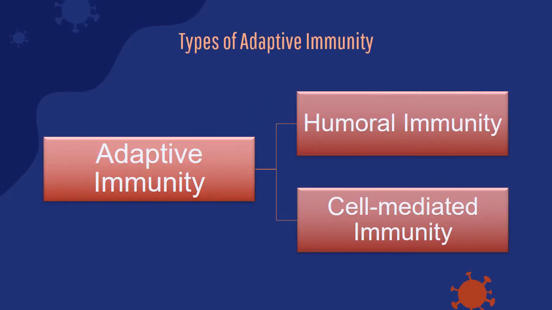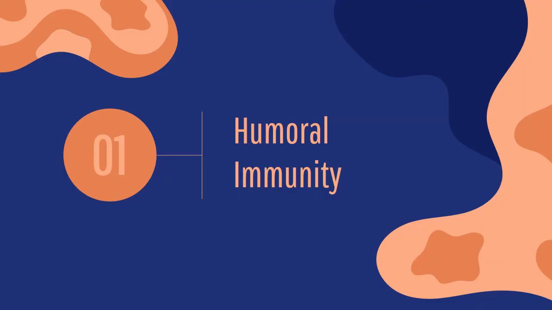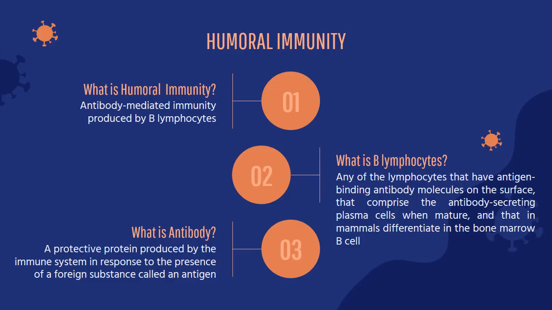There are two types of adaptive immunity: humoral immunity and cell-mediated immunity. First, I will explain about humoral immunity. So, what is humoral immunity? Humoral immunity is antibody-mediated immunity produced by B lymphocytes.